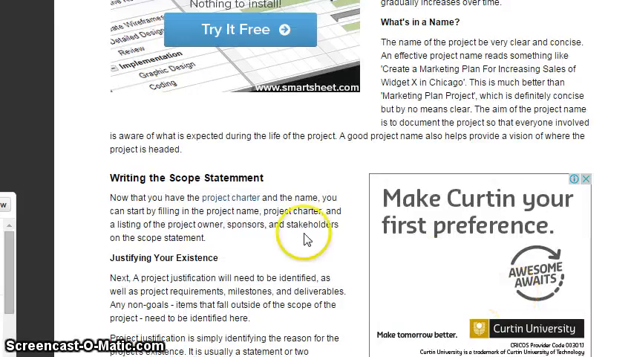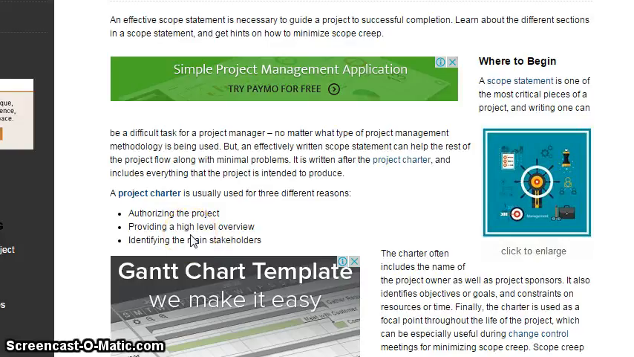So that was the project charter, and this was a very brief idea of the project charter.